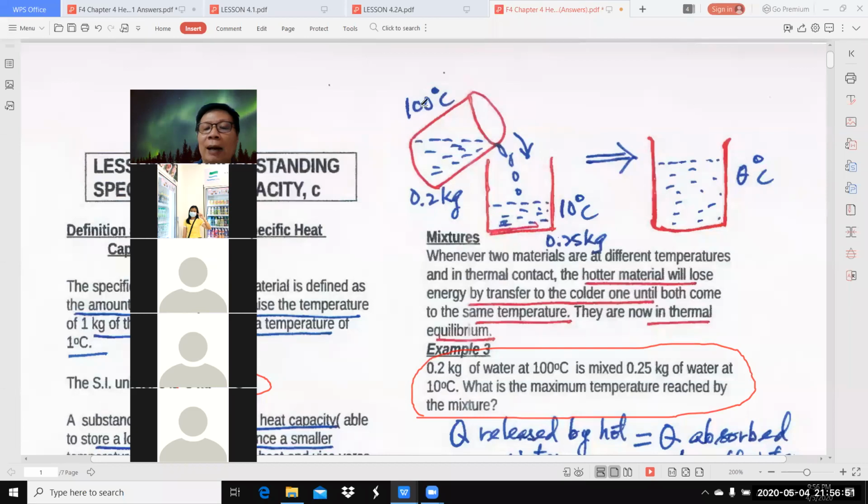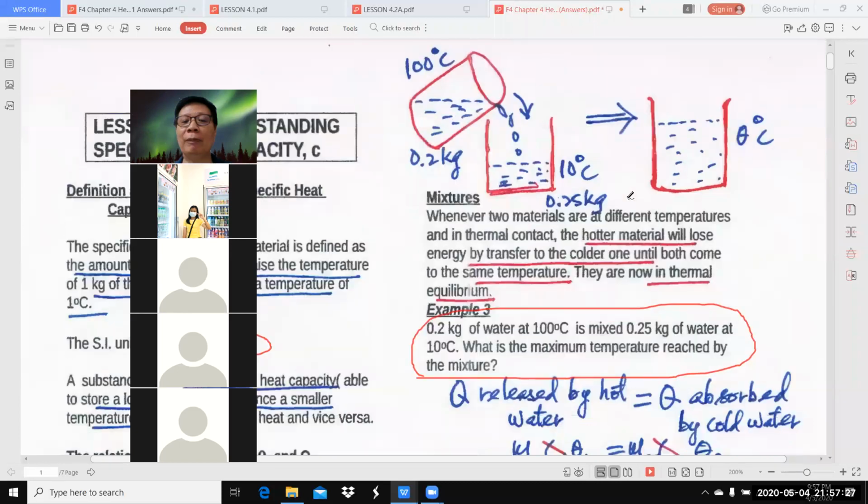10 degree, 100 degree, 0.2 kilogram hot water mixed with 0.25 kilogram water, cool one, 10 degree. Let them heat transfer until thermal equilibrium is reached. Then what is the final temperature, θ? How to find this θ? When you mix a hot and a cold, finally what is the final temperature? Final temperature means when both become the same already. So how to solve this problem?